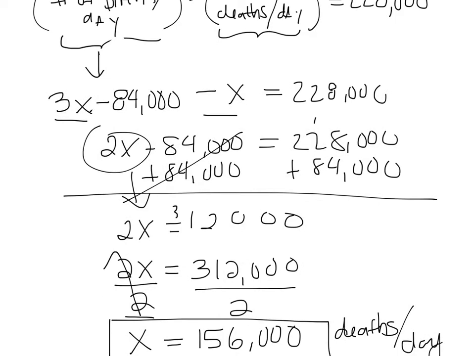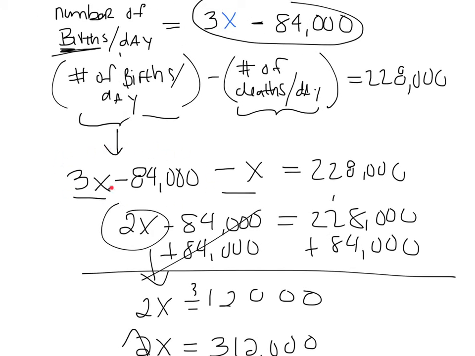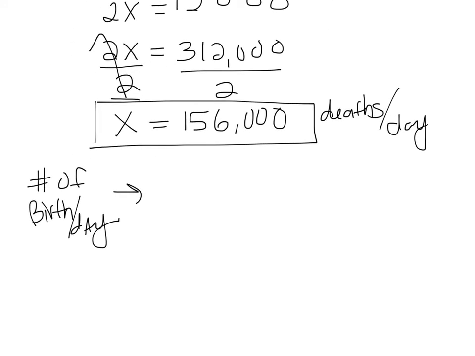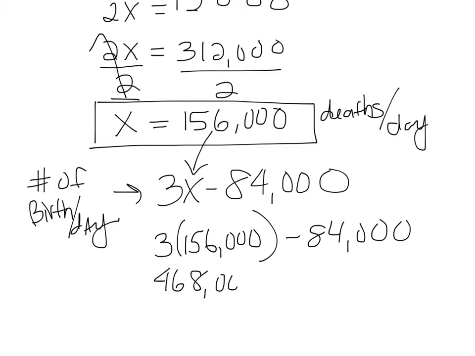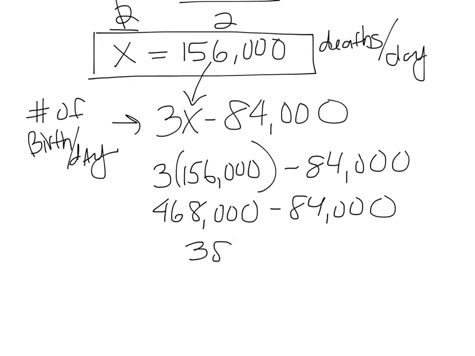Okay, well, what was our expression for the number of births? Well, it was right here, right? It's 3x minus 84,000. But we know what x is, right? It's right here. So we're going to evaluate, right? When x is 156,000, that's going to give us the number of births per day. So then, again, punch this in your calculator. And again, you have to multiply the 3 times the 156 according to the order of operations. So we get 468,000. And then you just subtract your 84,000, and then your total is going to be 384,000. Okay, so this is the number of, again, births per day.